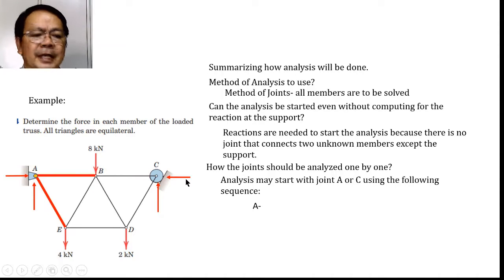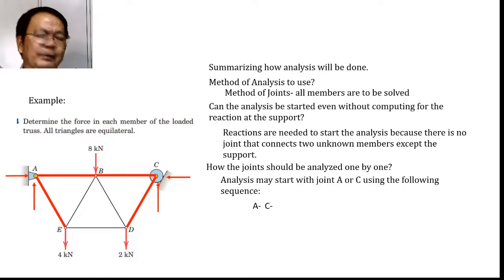Pero mapapansin natin sa joint C, tatlong members dito ay may relation kasi meron siyang dalawa ay collinear at yung isa ay perpendicular. Kaya sa experience ko, it would be good to consider after solving joint A, I will be solving joint C. Kung mag-analyze tayo ng joint C, ang masosolve natin dito ay BC at CD. And then afterwards, pili ulit tayo, so we can select either E or D. But in my case, simpler pa rin ang gagamitin ko.